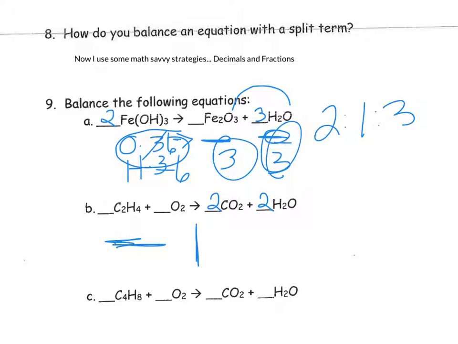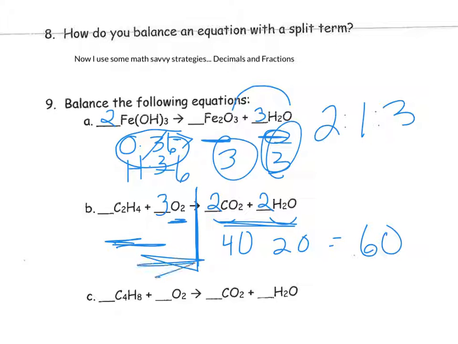So now how many oxygens do I have? I've got 2 times 2, there's 4 oxygens there, and 2 times 1, there's 2 oxygens there. So I have 6 oxygens total on this side, and over here I have 2. So if I put a 3 there, then my oxygens should balance. What's on this side of the arrow is now equal to that side of the arrow, and I've got a 1 to 3 to 2 to 2 ratio. All right, this one looks a little harder.